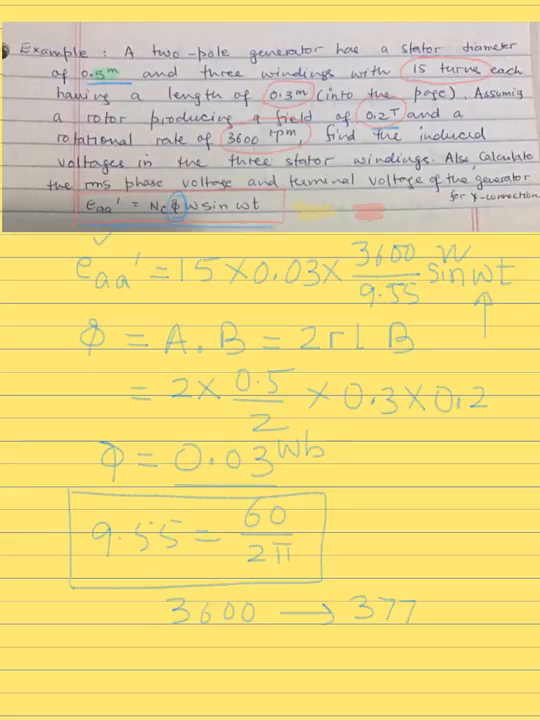So you can simplify whatever this comes to. Let's say it comes to 169.7. I hope that you will be able to complete your calculation. So E_AA' comes to 169.7 sin(377t) in volts again. Okay, that's for phase A.